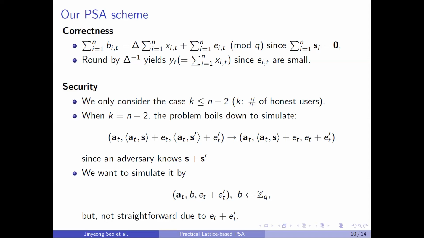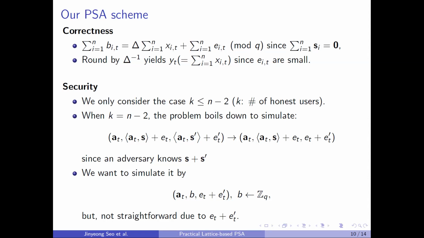For the correctness, if we sum all the B_i's, we have the following, since the sum of s_i is equal to 0. Then if we round it by delta inverse, we get y_t, which is the sum of all the users' inputs, since the error terms e_i are usually small.